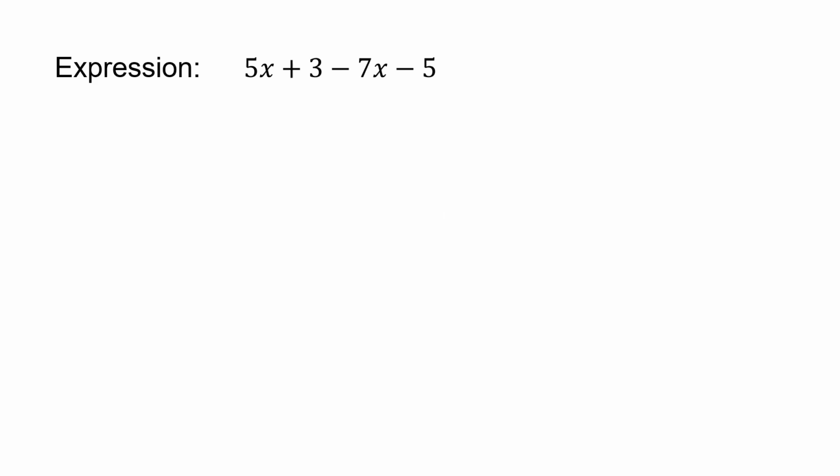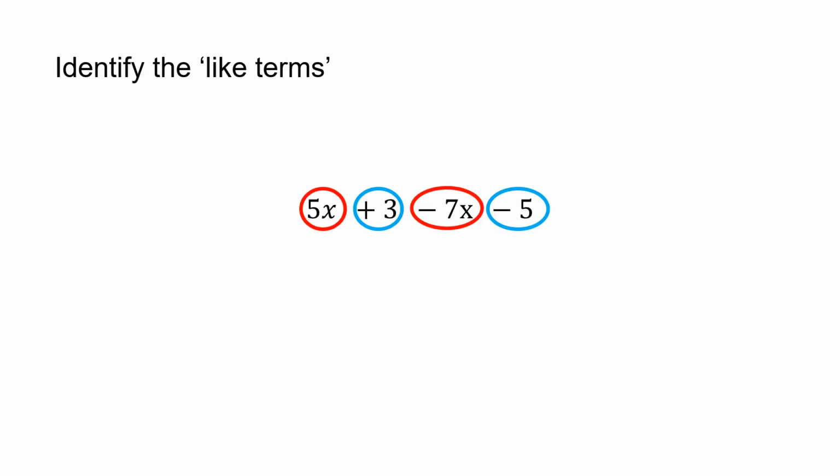Now let's go through a few more examples. We'll begin with the expression 5x plus 3 minus 7x minus 5. Our first step is to identify the like terms. In this case, we can see identified by the red and blue circles that we have two x terms. These are the 5x and the minus 7x. And we again have two number terms. This is the plus 3 and the minus 5.